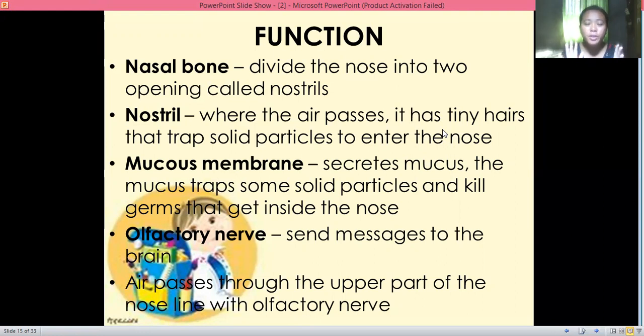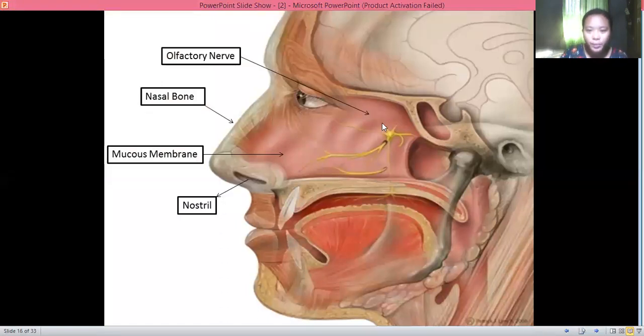And the fourth one is olfactory nerve. And the work of the olfactory nerve is sending the message. If you smell something, the olfactory nerve will send it to your brain, and then you'll know already what the smell of that one is. Okay? So olfactory nerve, nasal bone, mucous membrane, and the nostril. Let's see if you remember what we talked about.